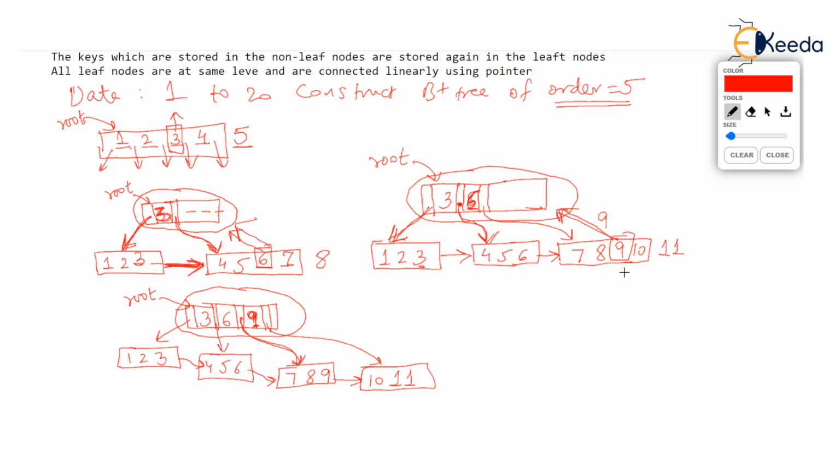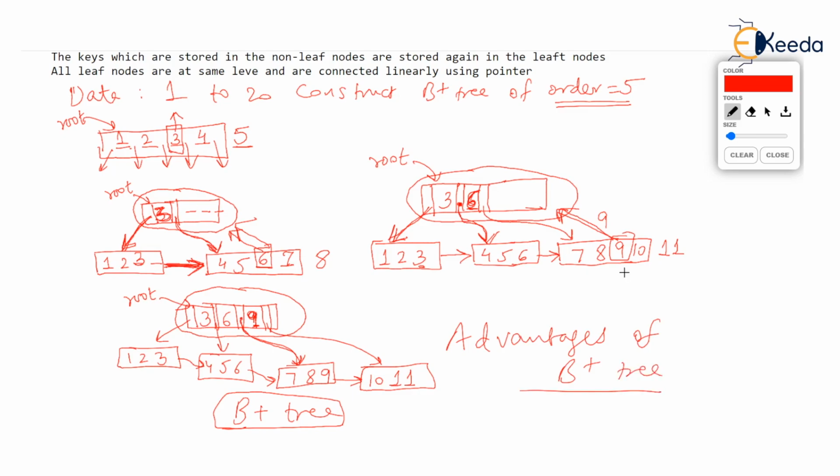Now let's stick to this B plus tree. Imagine this is the latest B plus tree we are having. That means we have added data only from 1 to 11. Let's stop here. But then what's the importance of B plus tree? What are the advantages of B plus tree over B tree? In simple sense, what is the advantage of connecting all these leaf nodes sequentially?